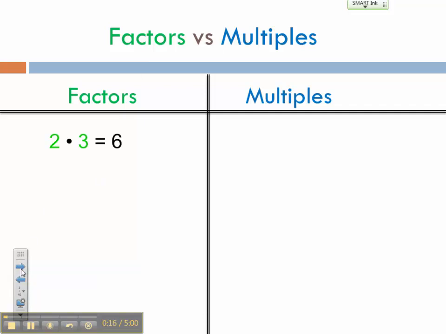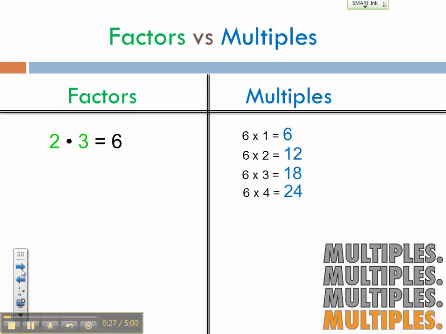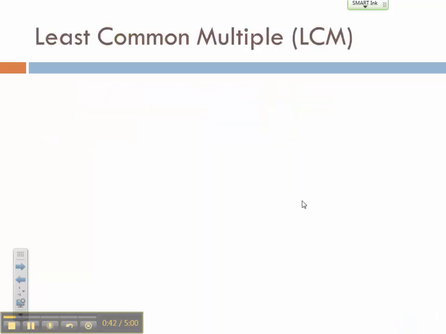Factors of 6 are 2 times 3. 2 and 3 are factors. If we want to count in multiples of 6, that means 1 6 is 6, 2 6s is 12, and so on, counting up by 6s. So check the difference. Factors are numbers that multiply to give you a certain number. Multiples are numbers that you count by that same number. So these are factors of 6. The blue is multiples of 6.